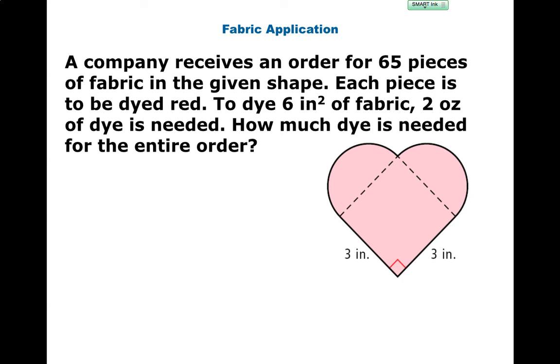Draw a circle. The company receives an order for 65 pieces of fabric in that shape. Each piece is to be dyed red, and to dye 6 square inches of fabric, we need 2 ounces of dye. You need a lot of dye to make it really red. So how much dye is needed for the entire order? That's what we need to figure out. So what multiple steps do we need to do?